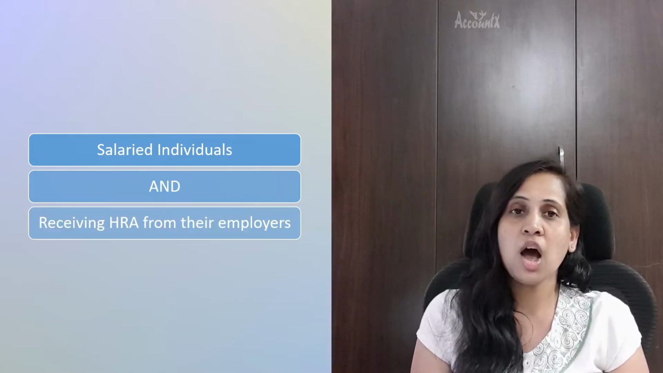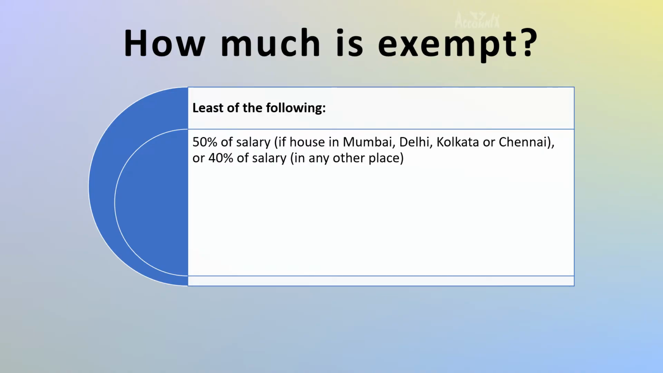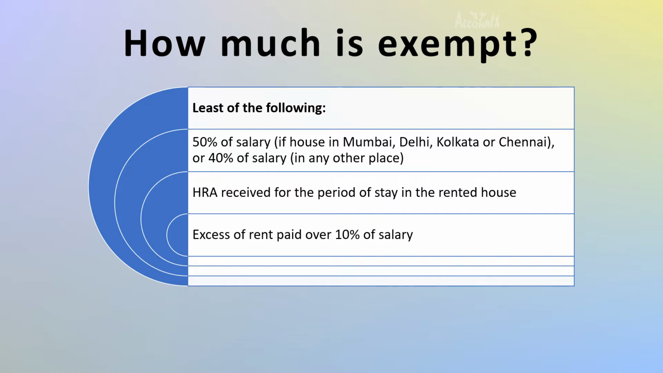First, let us talk about HRA exemption for salaried individuals receiving house rent allowance from their employers. Least of the following is exempt. 50% of salary if the house is in Mumbai, Delhi, Kolkata or Chennai, or 40% of salary if the house is in any other place, or HRA received for the period of stay in the rented house, or excess of rent paid over 10% of salary.